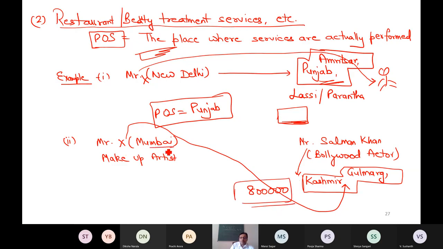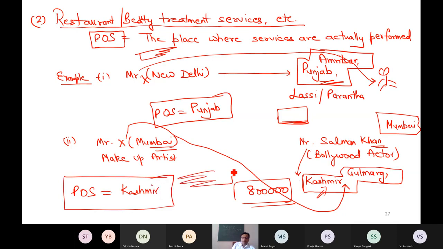Now, location of supplier is in Mumbai. Location of recipient is also in Mumbai. But for this service, location of supplier and recipient doesn't matter. The place of supply is the place where services are actually performed. Kashmir is the place of supply. Kashmir government will get the revenue. This is the place of supply. So it's an example only, that it does not matter in case of such services who the supplier is, who the recipient is. As far as the location is concerned, the place where the services are actually performed becomes the place of supply.